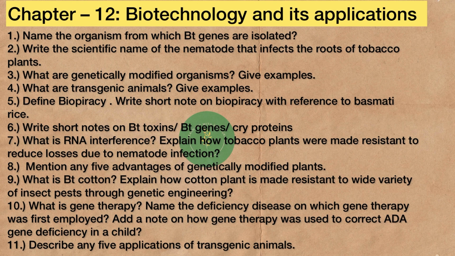In chapter number 12, biotechnology and its application, you have to focus on Bt cotton, Bt genes, genetically modified organisms, biopiracy, transgenic animals, RNA interference. Also important question, what is gene therapy? Name the deficiency disease on which gene therapy was first employed. Describe any 5 applications of transgenic animals. These are all repeated questions which have been asked in the question paper.